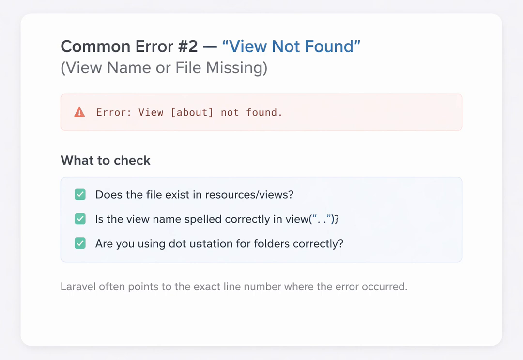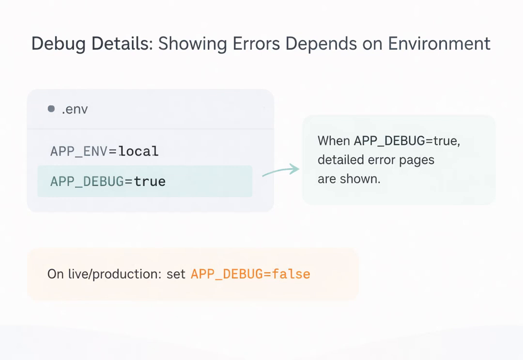One nice thing is Laravel usually shows you the exact file and line number where the problem happened. Whether you see detailed error pages depends on configuration, commonly via the .env file. In local development, APP_DEBUG is often true, so Laravel shows detailed stack traces and line numbers. But in production, you typically set APP_DEBUG to false, so users don't see internal details. That's an important security and professionalism step when deploying.